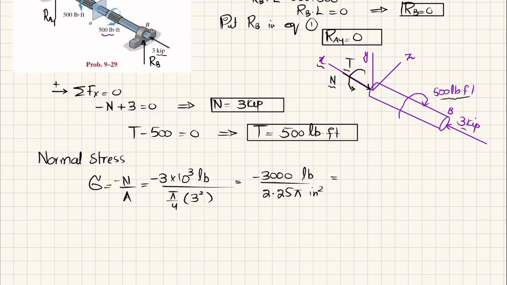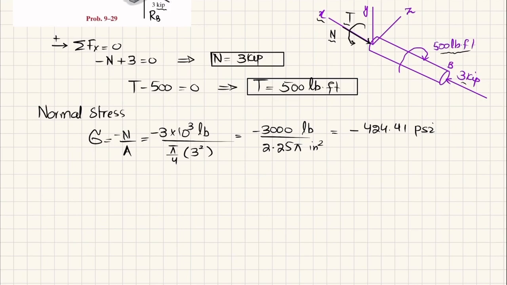So this stress will give you minus 424.41 pound per square inch, so that will be equal to psi. Now we'll find the shear stress due to torque.